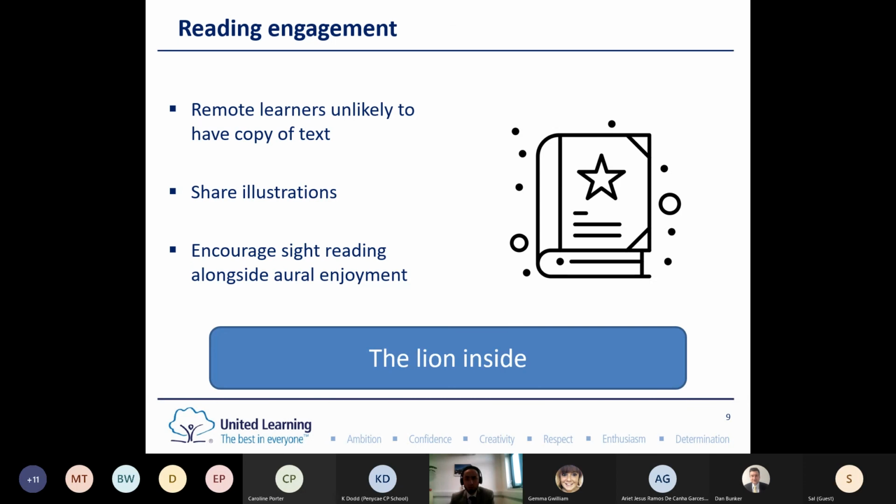This was one very much that I thought about in terms of remote learning, but actually it has implications for bricks and mortar classrooms too. Reading engagement. Now, remote learners, or for that matter, children in class, are unlikely to have their own copy of the text. Sometimes you can manage a copy of a core class text for everyone.